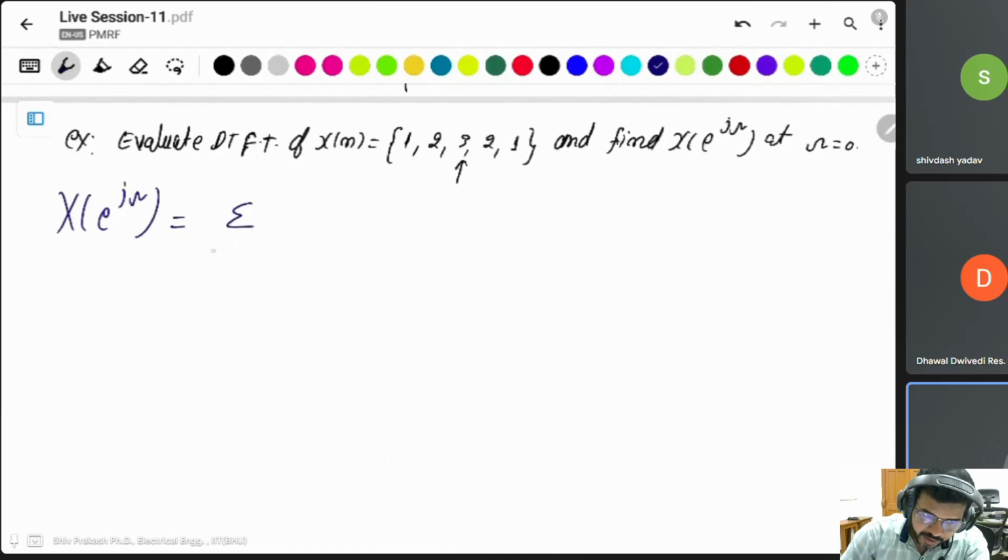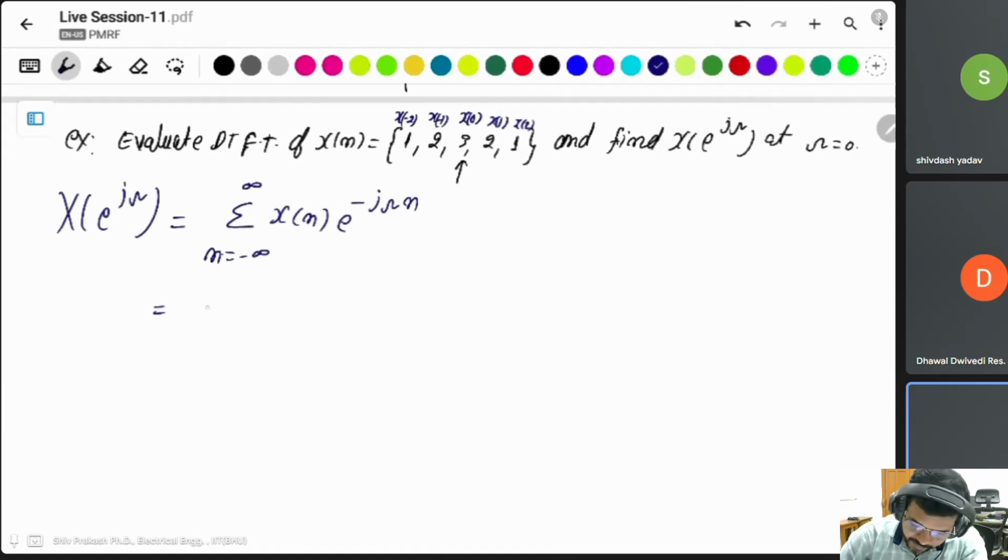The same thing we apply: the sum over n equal to minus infinity to infinity of x[n] e to the power of minus j omega n. x[n] is given from here to here. This is x[0], x[1], x[2], x[-1], x[-2]. It means this is given as the sum over n equal to minus 2 to plus 2 of x[n] e to the power of minus j omega n.